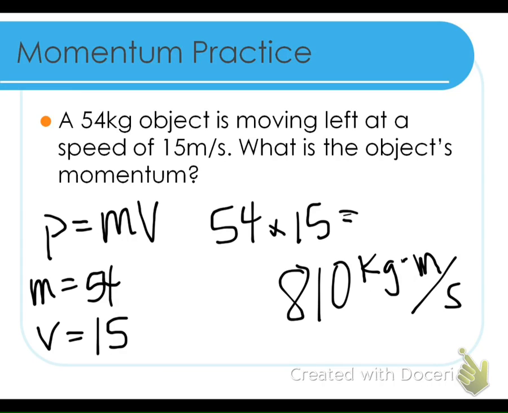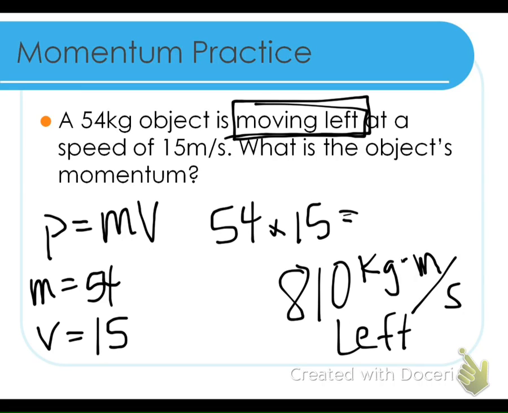And we're missing one major thing with this, with our answer. Since it's a velocity or a vector quantity, we have to have what? Direction. Okay? So since we know that our momentum has to be in the same direction as our velocity, we need to label our answer left. Okay, so our momentum is 810 kilograms times meters per second left.